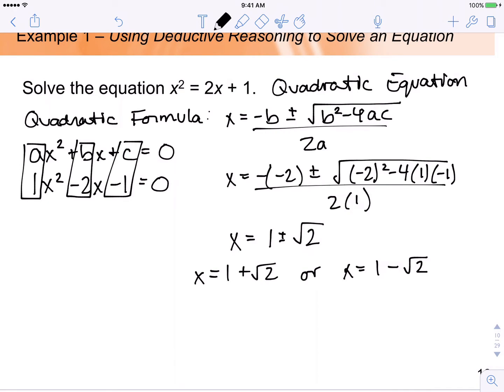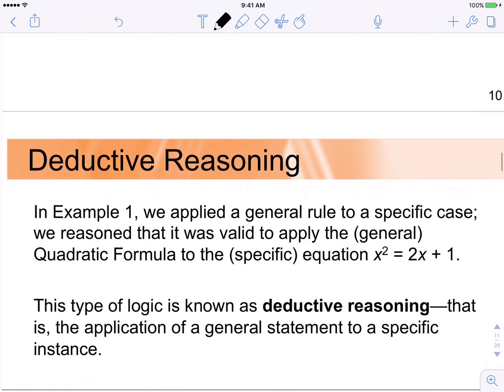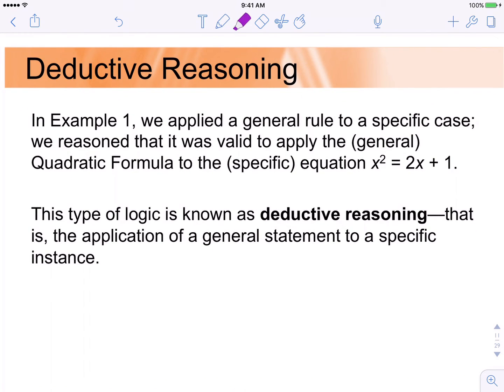So the question here is, what does that have to do with what we're learning now? Why did we go through all this? In order to solve that problem, we applied a general rule to a specific case. We applied the general quadratic formula, it's general because we can use it for any quadratic equation, to this specific quadratic equation. That is what deductive reasoning is. The application of a general statement to a specific instance.